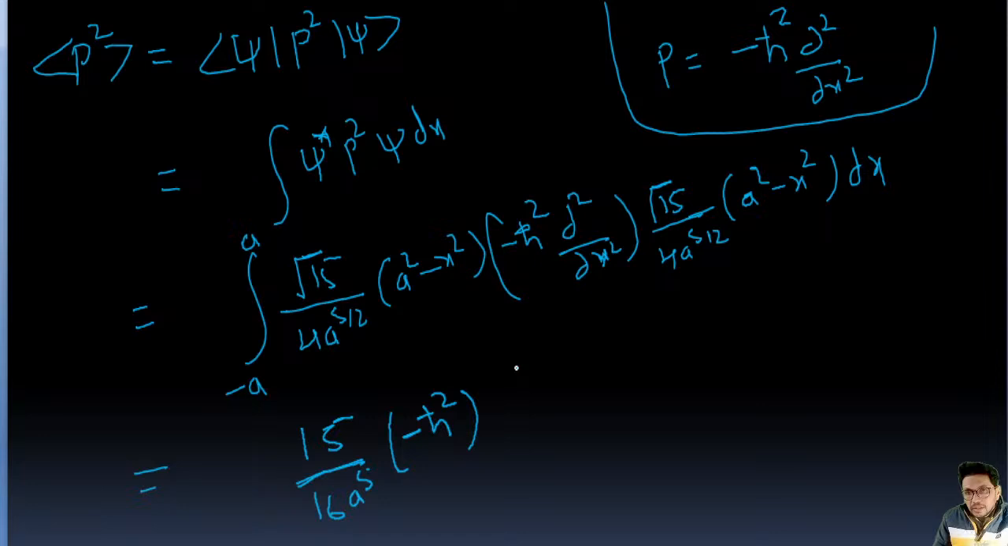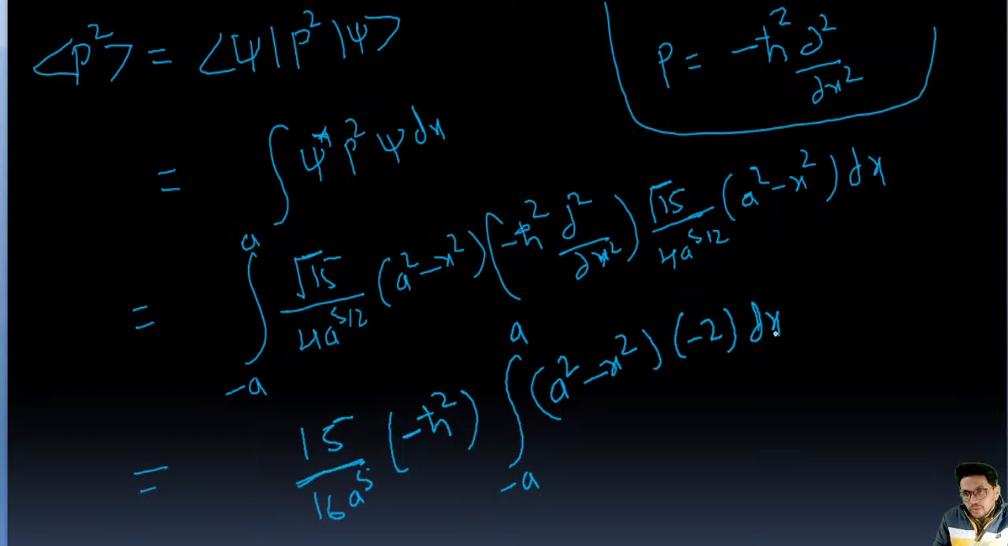We'll integrate it, so differentiate it with this. This is going to be minus 2. So we'll write a square minus x square, and after differentiation of this term, it is going to be minus 2 dx. Just wait guys, system got hanged.